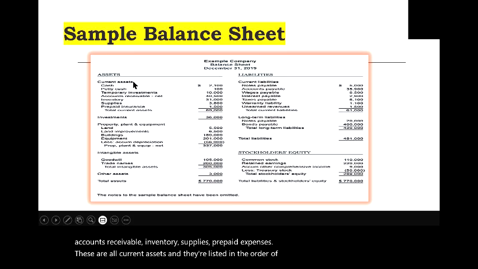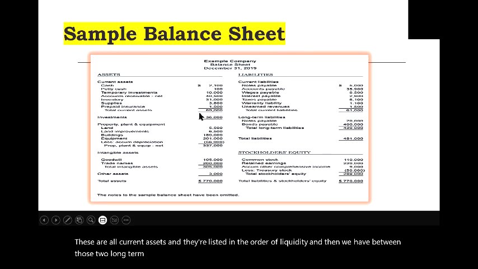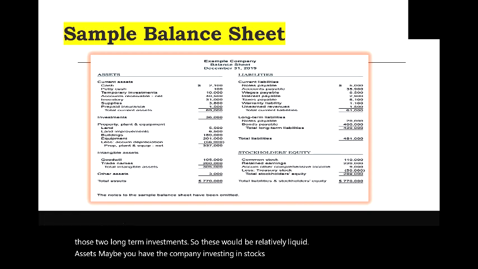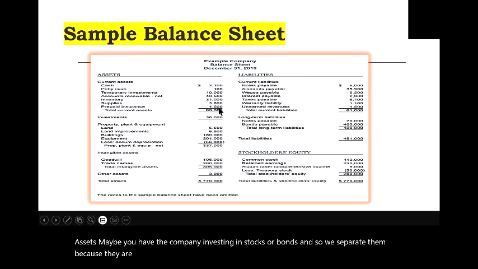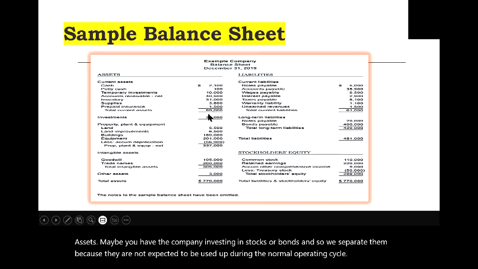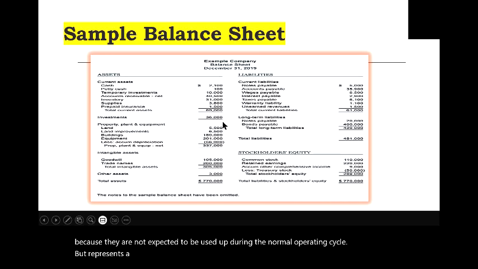And then we have between those two long-term investments. So these would be relatively liquid assets. Maybe you have the company investing in stocks or bonds. And so we separate them because they are not expected to be used up during the normal operating cycle, but represents a cash resource if the business were in fact in need of additional cash.